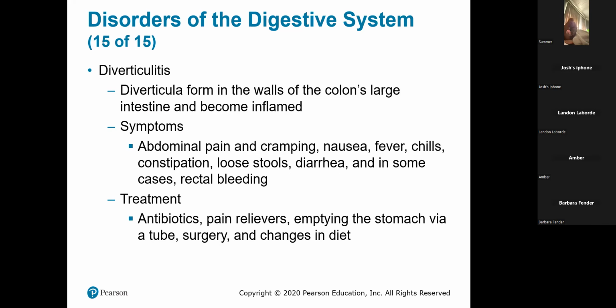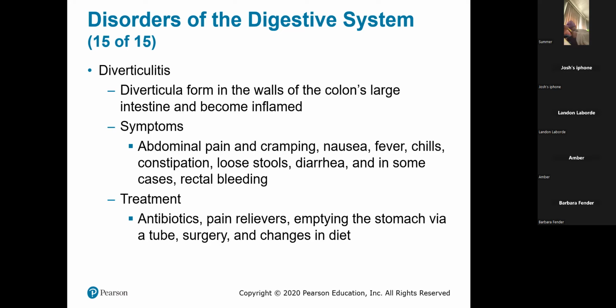Some of you may have heard of diverticulitis. So within the colon, we have diverticula that form in the walls of the colon's large intestine. These can become inflamed. It's very painful and uncomfortable from what I understand. Symptoms would include abdominal pain and cramping, nausea, there could even be fever, chills, constipation and or loose stools with diarrhea, and in some cases even rectal bleeding.